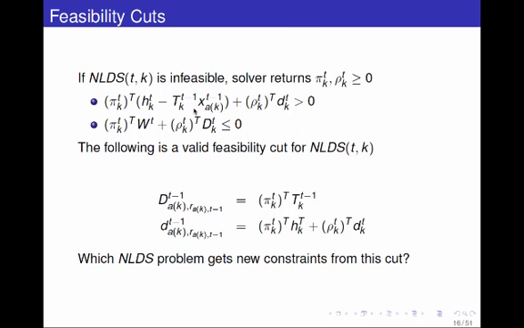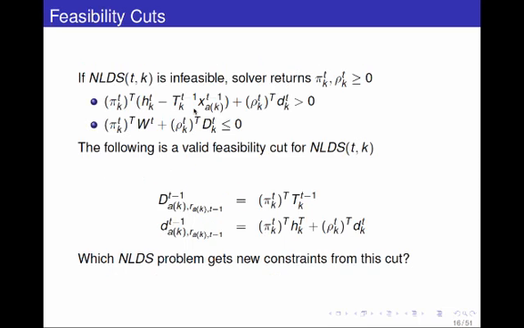So the current period multipliers that I get, I don't use them for a current period feasibility cut. I use them for a previous period feasibility cut because it's the previous period decision that made me infeasible right now. Okay.